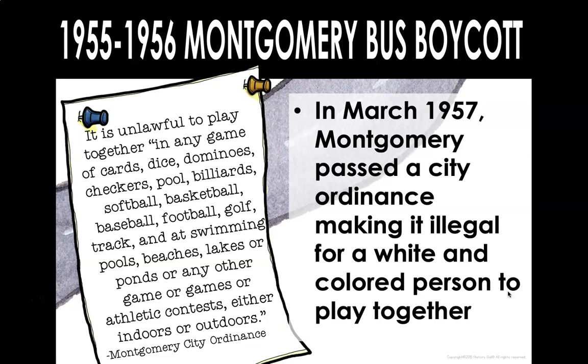In March 1957, Montgomery passes a city ordinance making it illegal for a white and a colored person to play together. So a city ordinance is like a city law, okay? So the city of Tuscaloosa could pass an ordinance, basically, for example, let's say this, the mask laws or the mask ordinances. Mayor Maddox passed an ordinance and said that bars cannot be open after, I think, 9 o'clock. He also says that you have to have masks worn on the strip and things like that. So those are examples of city ordinances.